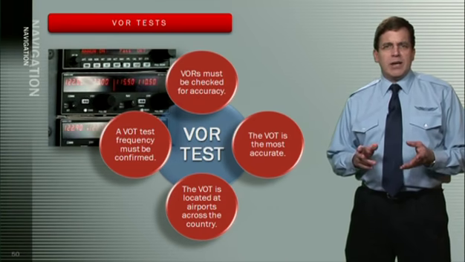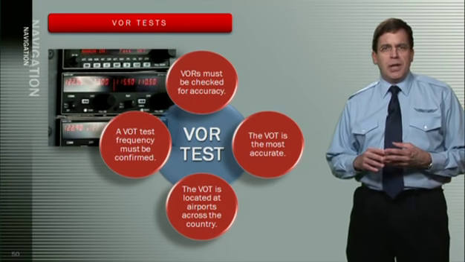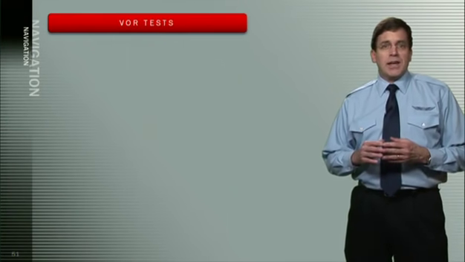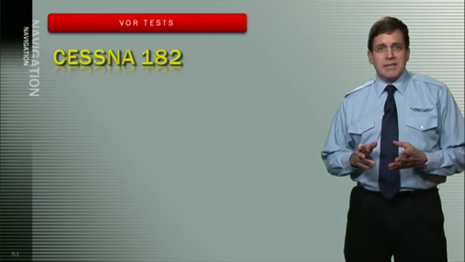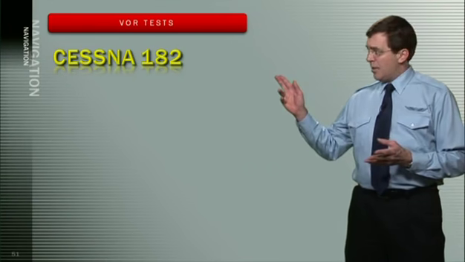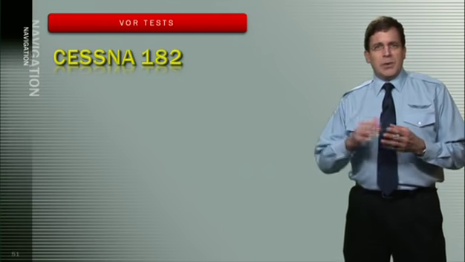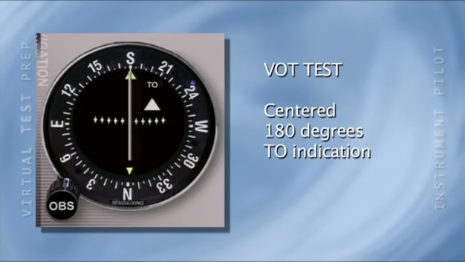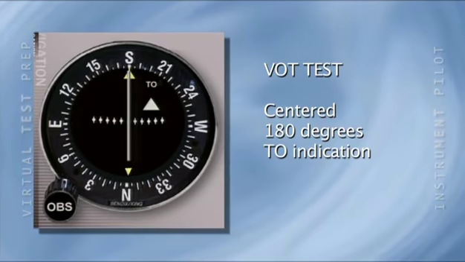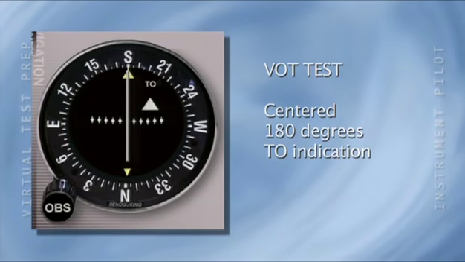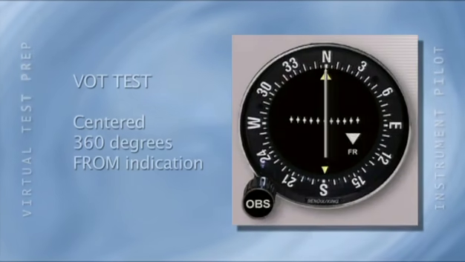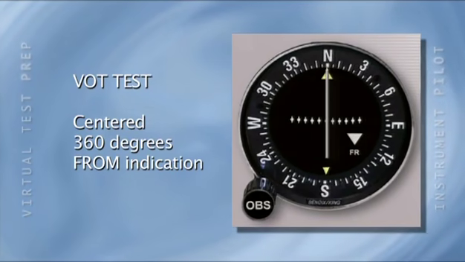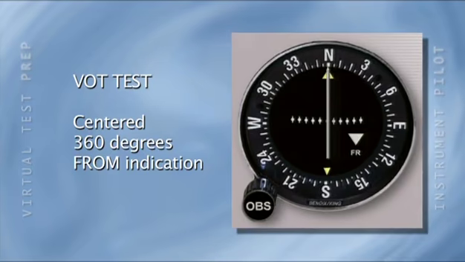The VOR indicator must show a to indication, plus or minus 4 degrees centered of the needle. Now, an easy way to remember this is the acronym C182. C182 stands for centered, 180 degrees, with a to indication. If you remember this acronym, the reciprocal test becomes obvious. Centered, 360 degrees, with a from indication.